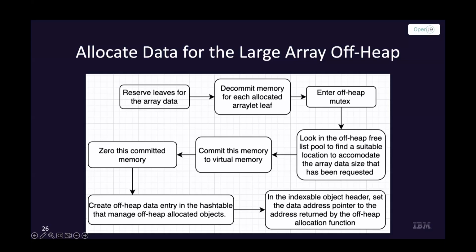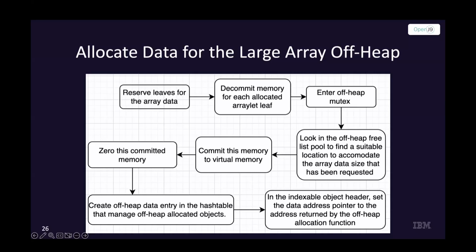From there, we look in the off-heap free list pool to find a suitable location to accommodate the array data size that's being requested. Since the OS limits page sizes, we need to align this requested data size to the page size.